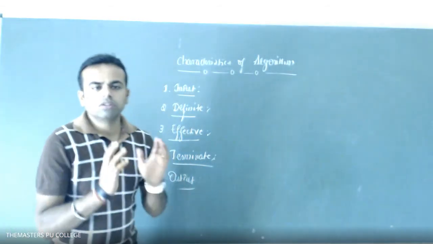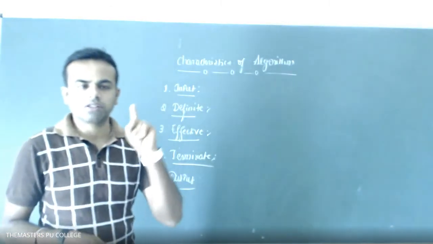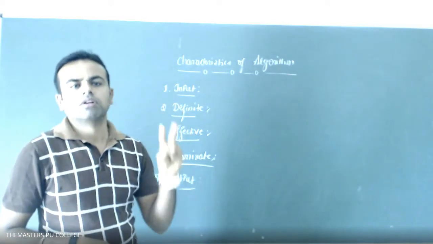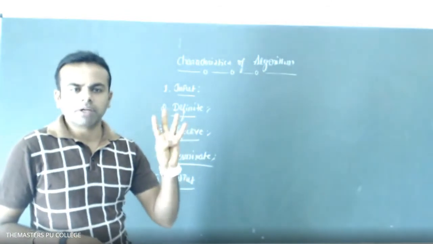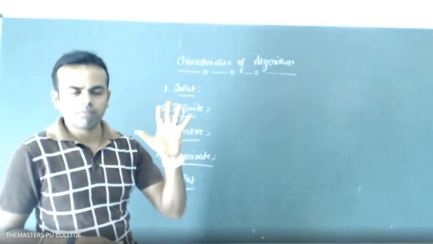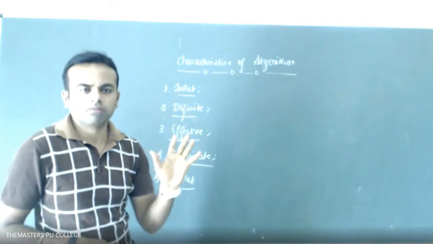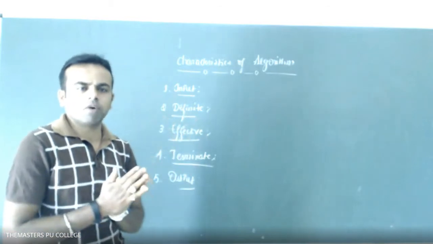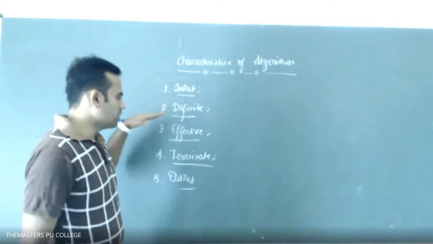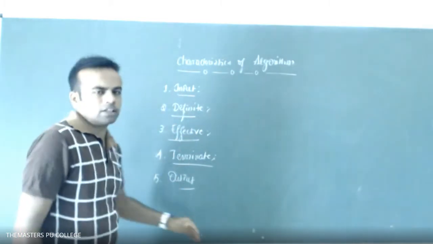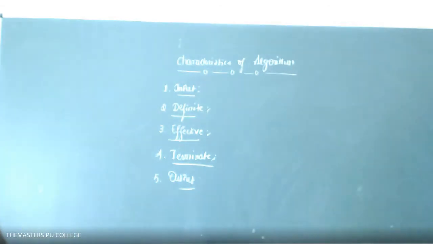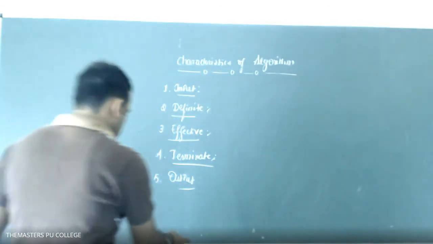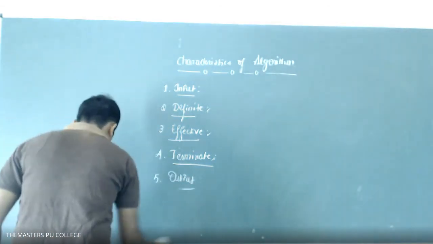So the algorithm has the characteristics of input, then definite, effective, and terminate, and finally you should have a proper output. Is that clear, everyone? Input, definite, effective, terminate, and then output. Is that clear? Yes, sir. Right, so I will write one algorithm now.